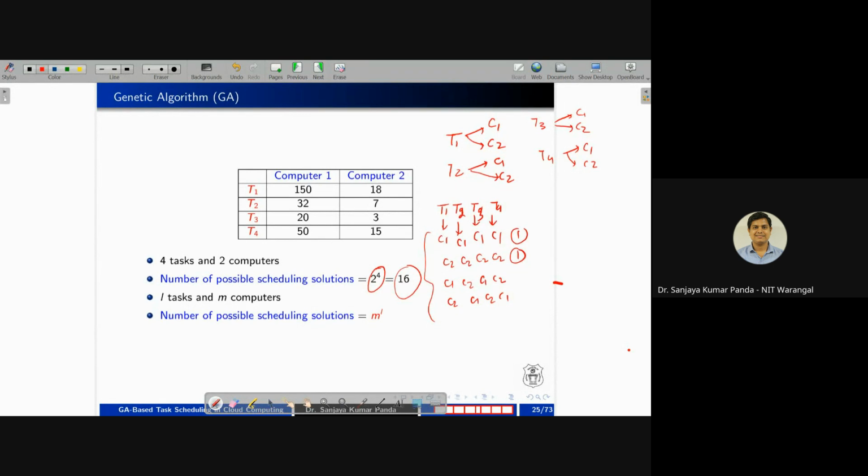But when you go for L tasks and M computers, where the L and M values are very large, the number of scheduling solutions you will get is M to the power L. Like I mentioned, if I consider 512 tasks and 16 different computers, it is 16 to the power 512, which is very large. But for easy illustration, I am taking only 16 different solutions.